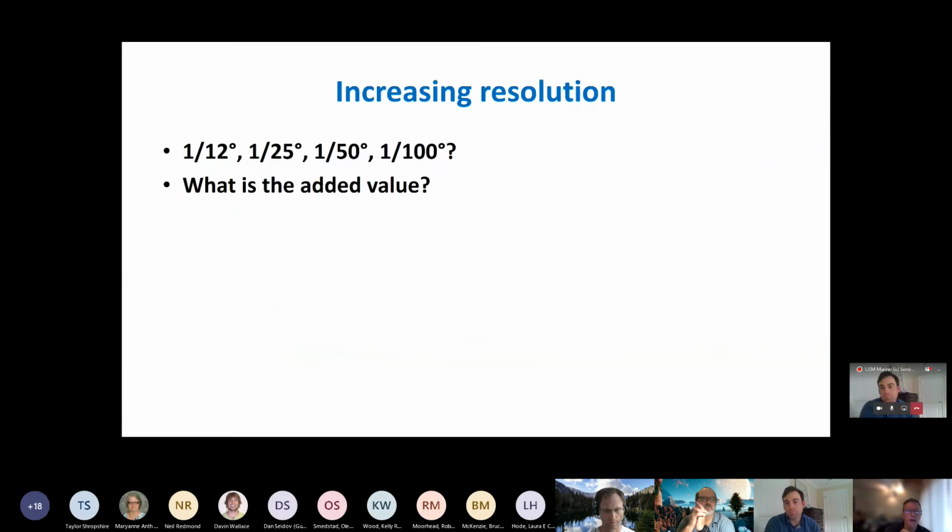So with Xiaobao, what we set out to do was to systematically investigate the impact of resolution: 1/12, which was routine, 1/25 used at the Navy, and then go all the way to 1/50 of a degree. We have some 1/100th of a degree Gulf of Mexico, but I'm not going to talk about this here. So the main question is, what is the added value? What can we learn as we increase resolution?